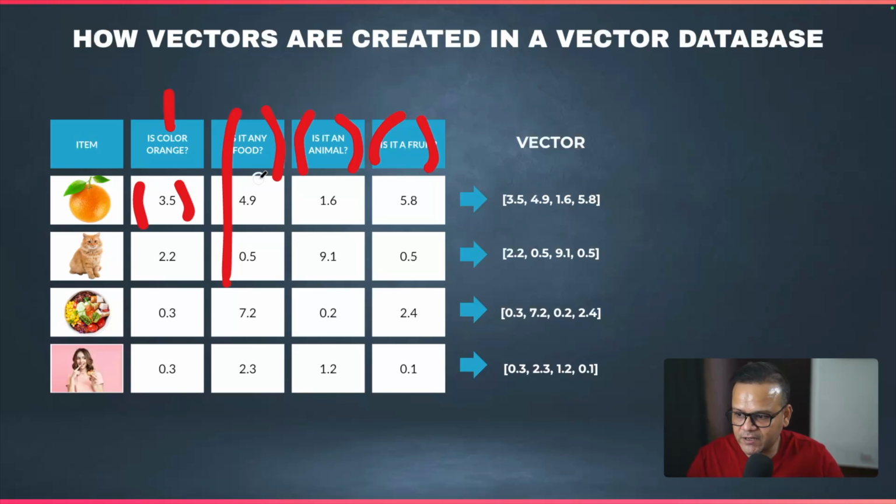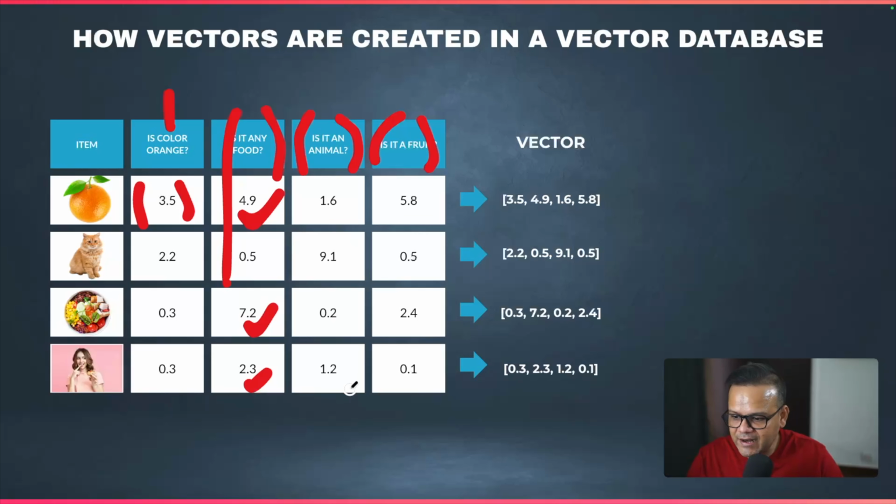And similarly, if we talk about food, so for example, orange, is it a food? 4.9. Then the closest thing is this salad. This is 7.2, because this is closest to the food, and 4.9 is a little far behind because it's a part of the food, but not the whole food itself. Similarly, this human is eating something. So yes, there is food available there as well.